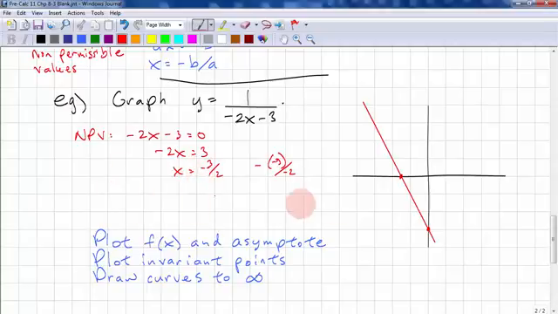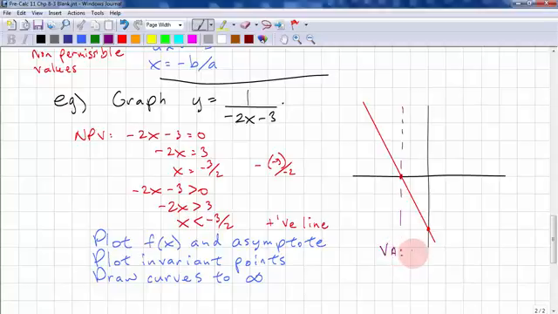Okay, we want to check out where y is positive. Negative 2x minus 3 is greater than 0. Negative 2x is greater than 3. x is less than negative 3 over 2 because we're dividing by negative 2. This is the positive side. Draw a vertical asymptote: vertical asymptote, x equals negative 3 over 2.